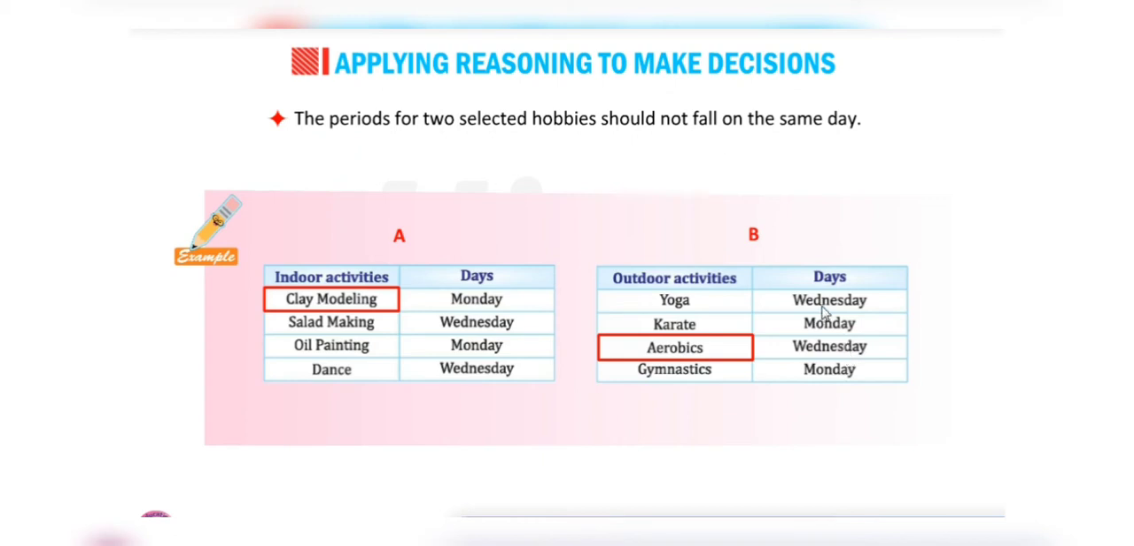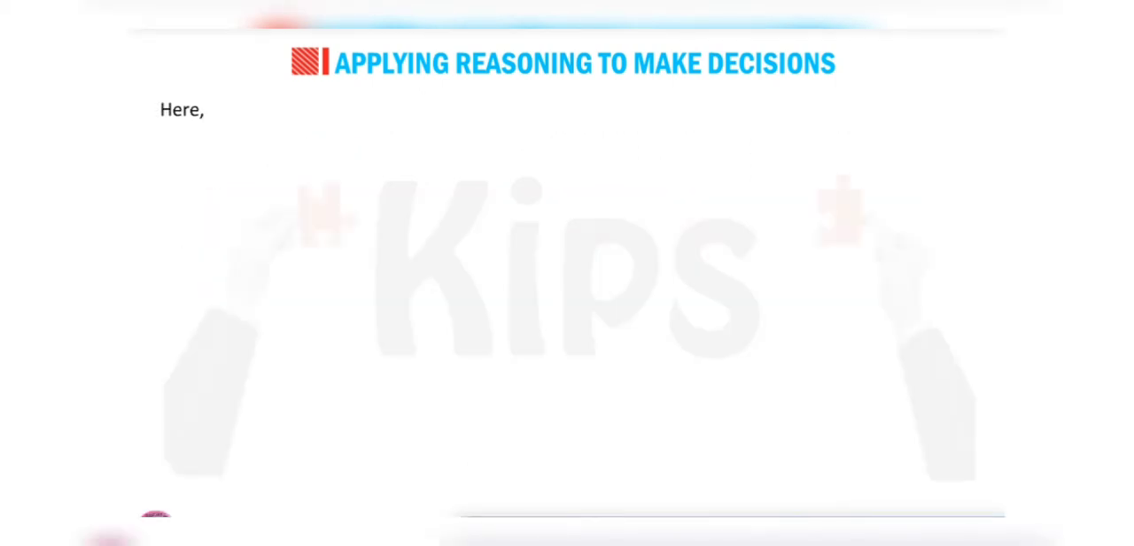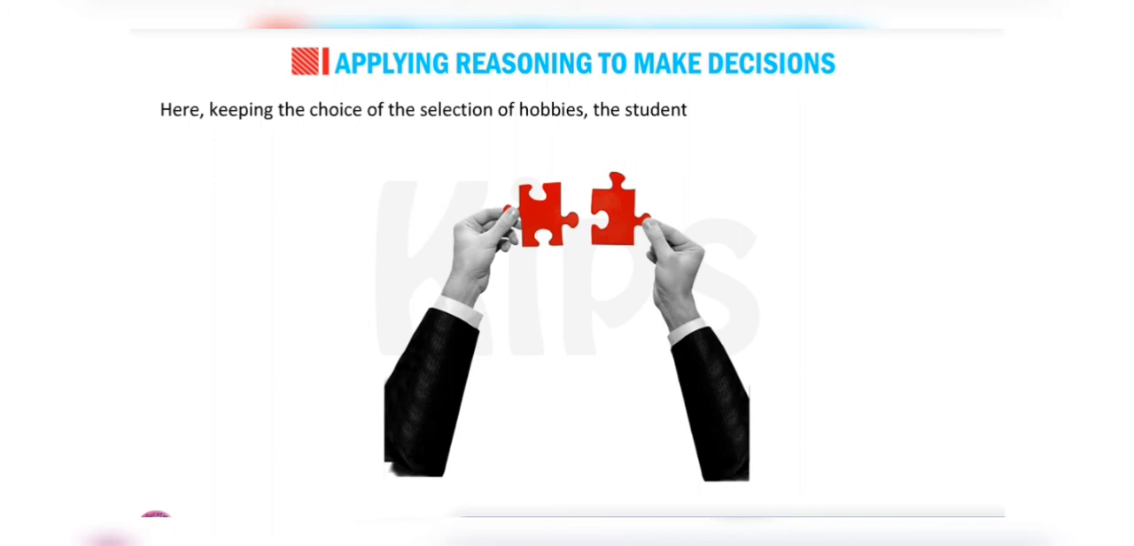You have to select Wednesday's activity, because the periods for two selected hobbies should not fall on the same day. You have to choose activities of different days. So this is a complex problem. We have to select rules and follow rules to select our hobbies, and then we select our hobbies. So here, keeping the choice of hobbies, the student has to determine whether the hobbies are a valid combination or not.